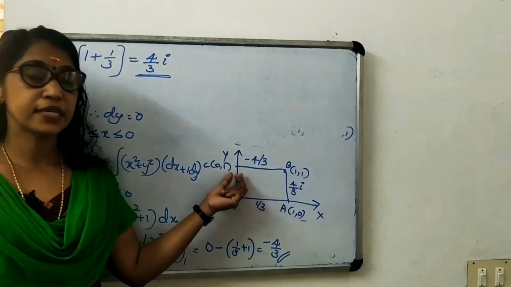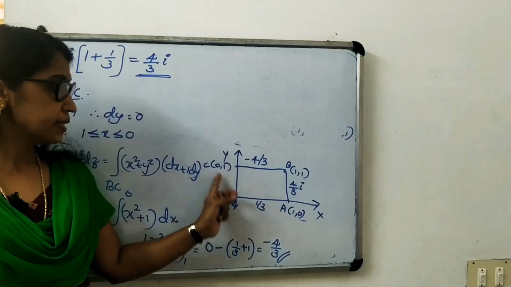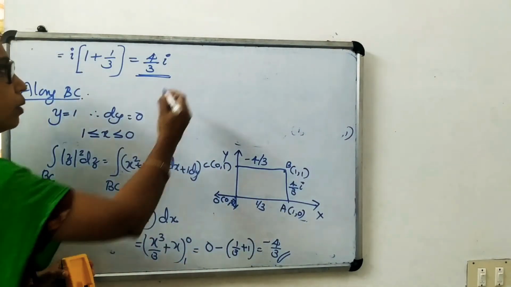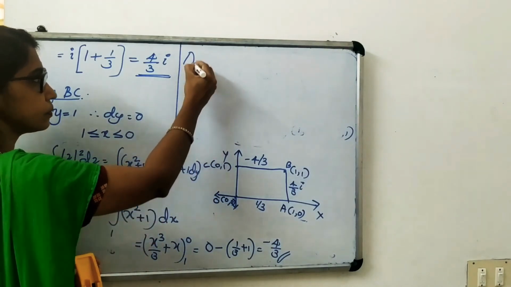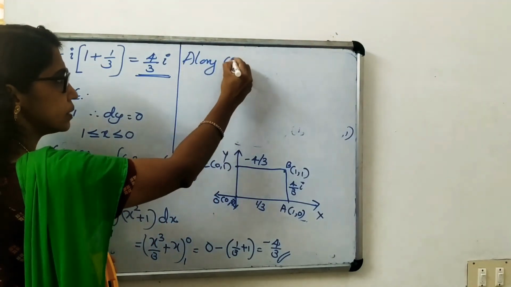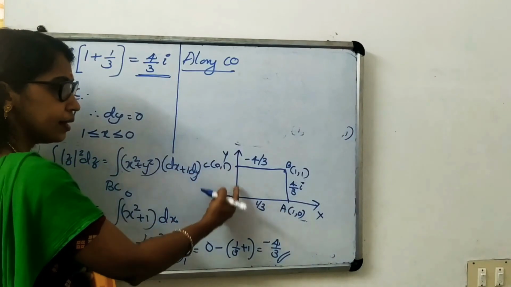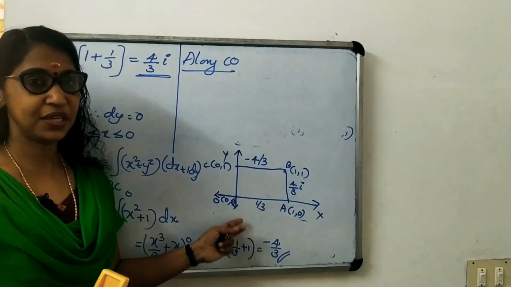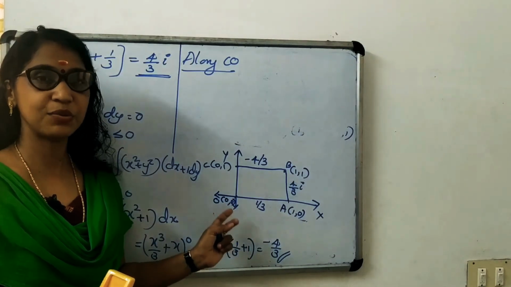Now the last part is finding out the integral along CO. Now what is the equation of CO? CO is simply the y-axis. The equation of the y-axis is x equal to 0.